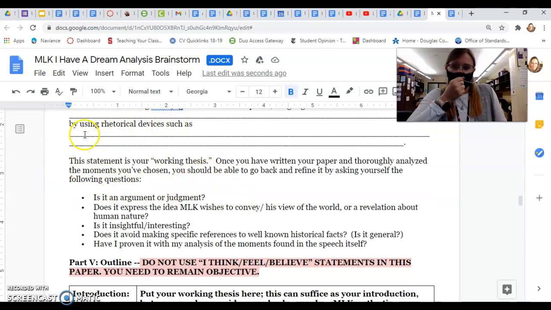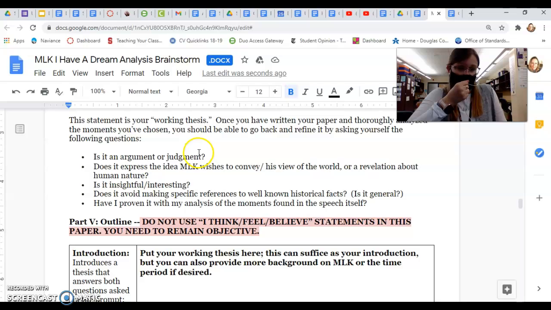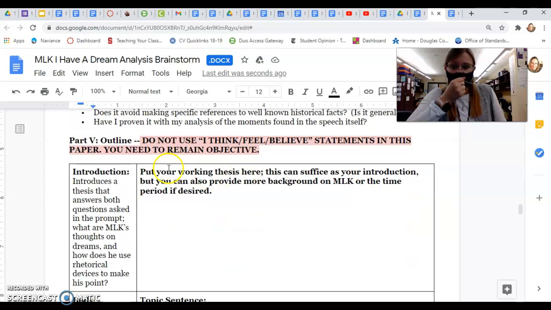This statement will be your working thesis. Once you've written your paper and thoroughly analyzed the moments that you've chosen, you should be able to go back and refine it by asking yourself these questions. Is this an argument or a judgment? Does it express the idea MLK wishes to convey of his view of the world or a revelation about human nature? Is it insightful or interesting? Does it avoid making specific references to well-known historical facts, meaning is it general? And have I proven it with my analysis of the moments found in the speech itself?